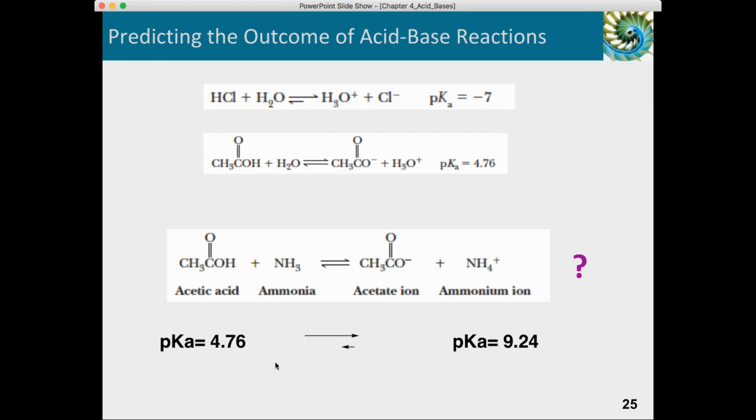So whenever you have to decide which side the equilibrium favors for an organic reaction, you basically have to compare the strength of the acids in the equation. The stronger acid will be the one donating the protons faster and therefore favoring the reaction.